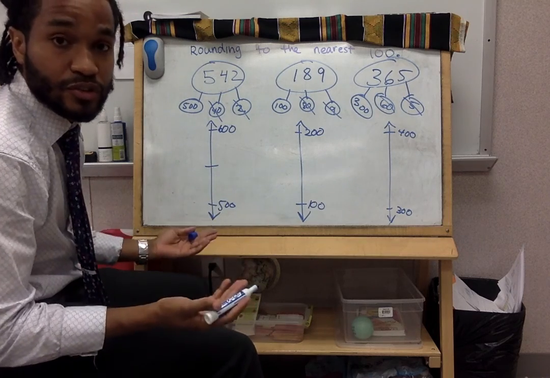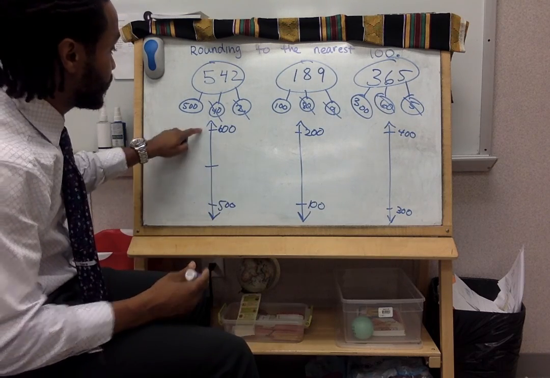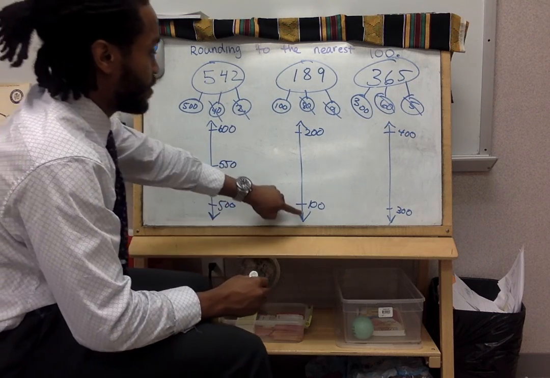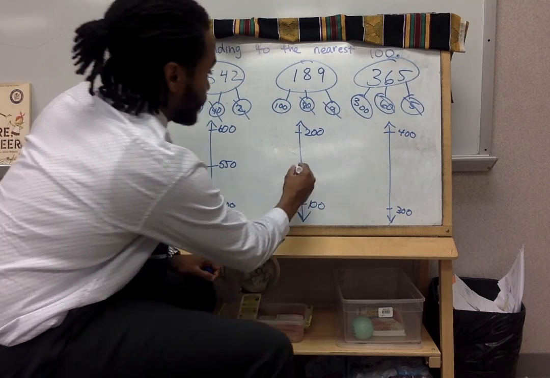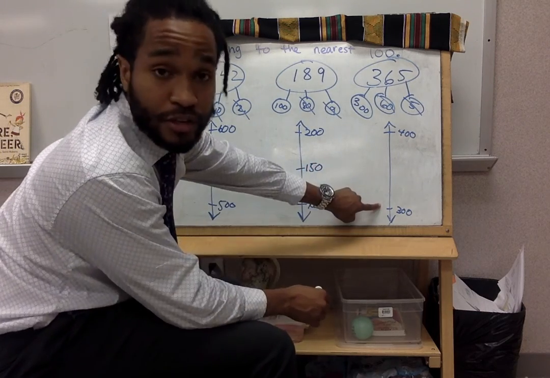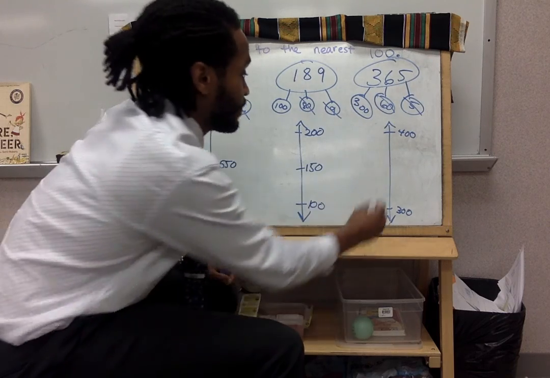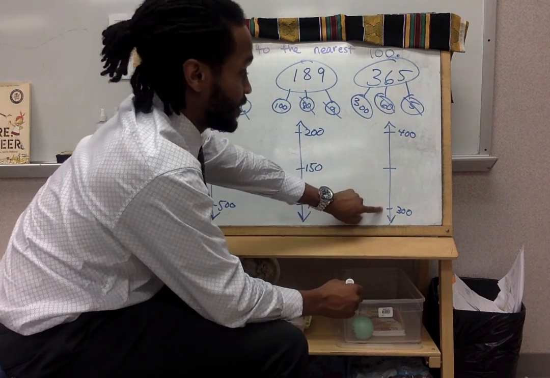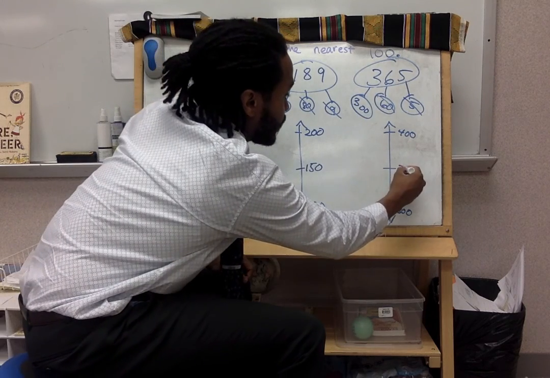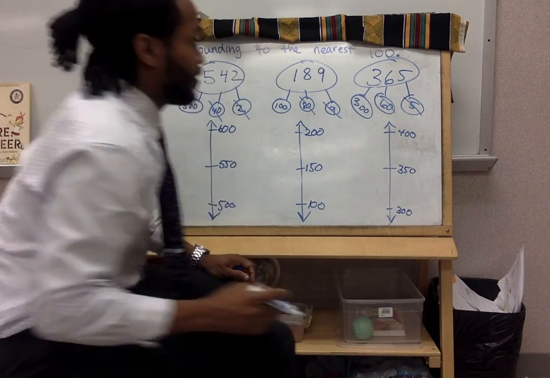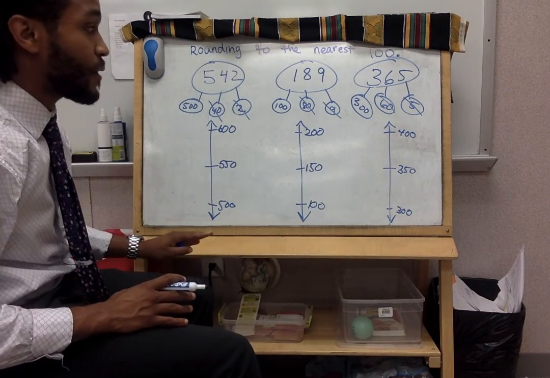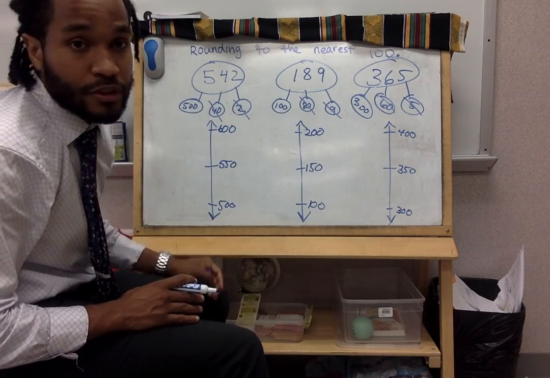Half of 100 is always 50. So between 500 and 600, 550. Between 100 and 200, 150. Between 300 and 400, it has to be more than 300. It has to be less than 400. 350. Now, with all this information in this number line, we can plot where these numbers will go.